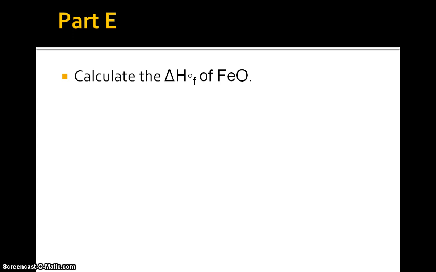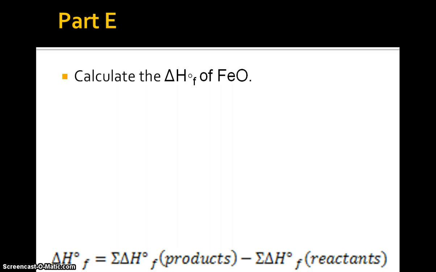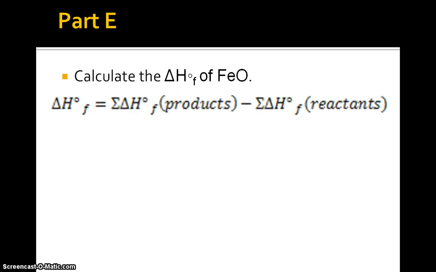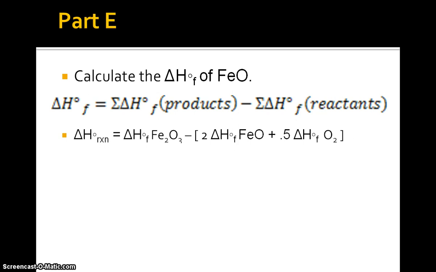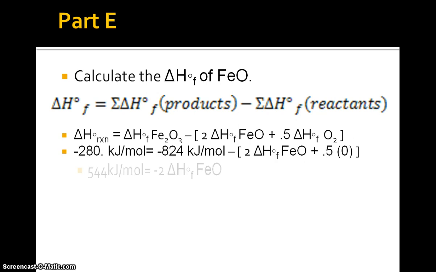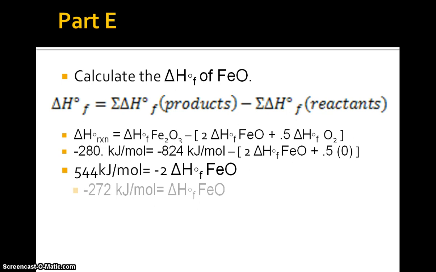Part E asks us to calculate the delta H of formation for iron oxide. To do this, we are going to use our sum of products minus our sum of reactants. Based on our calculations from previous questions, we can plug in values. Once we plug in values, we find that the delta H of formation is negative 272 kilojoules per mole.